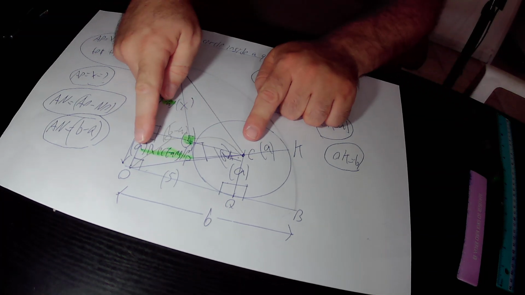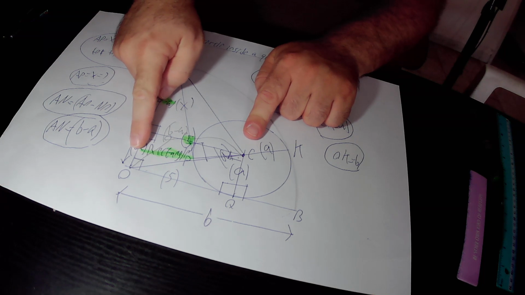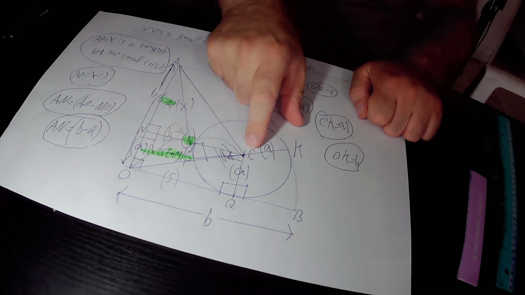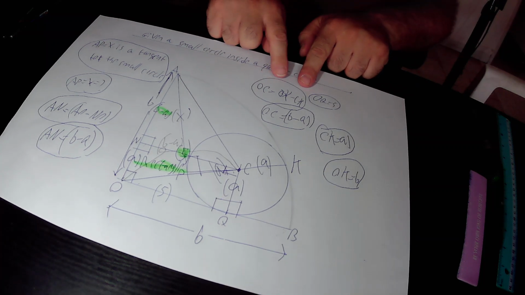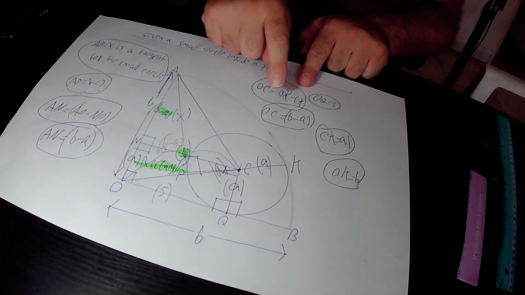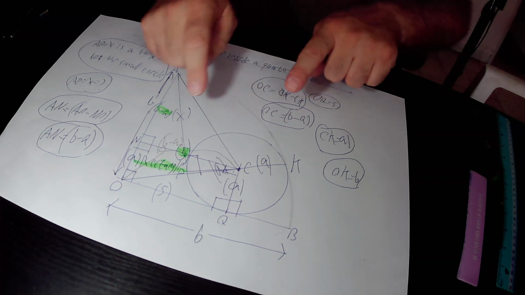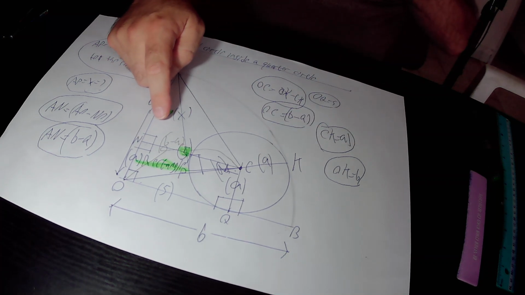What is the length of OC? It is very easy to see from the drawing that OC equals OK minus CK. So OC equals OK, that is B, minus CK, that is A. So in total, OC equals B minus A units in its length.